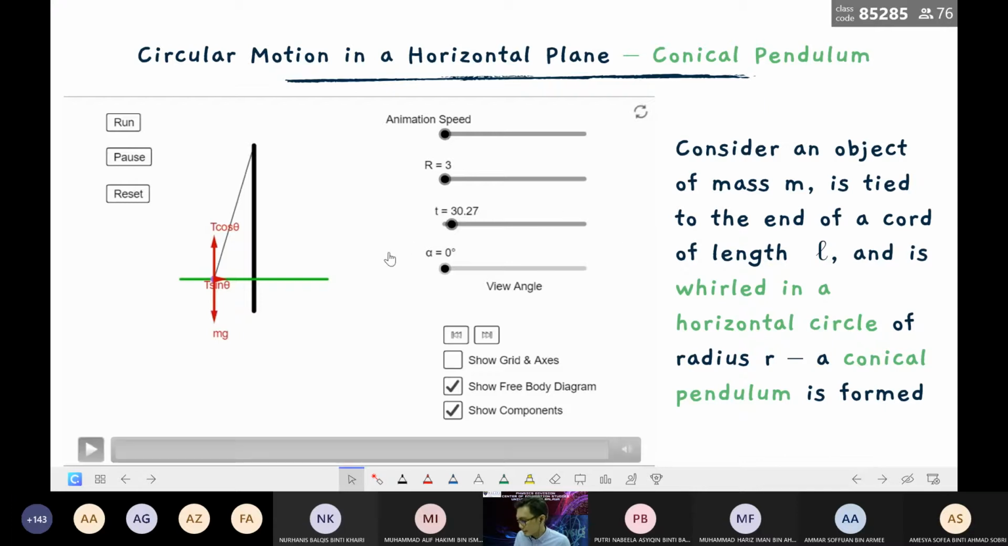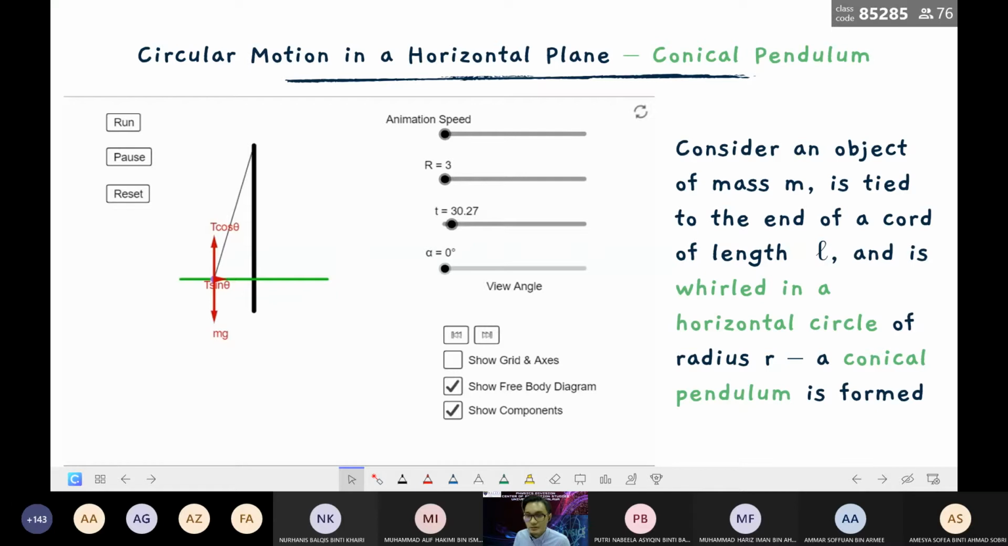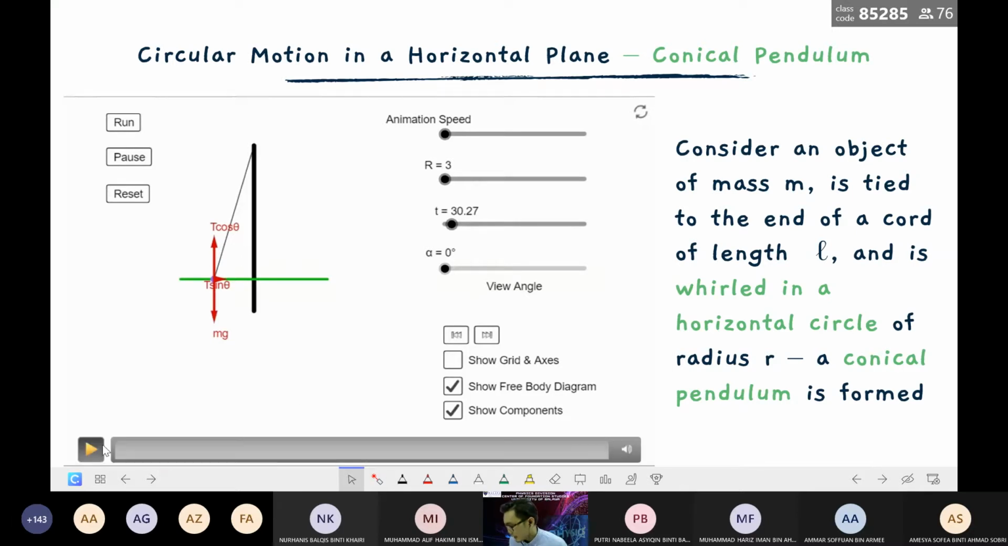Okay, saya ambil conical pendulum from that website, ophysics.com. I will write the website in the chat box. Okay, nanti you boleh tengok lah. Okay, I'll play this video.